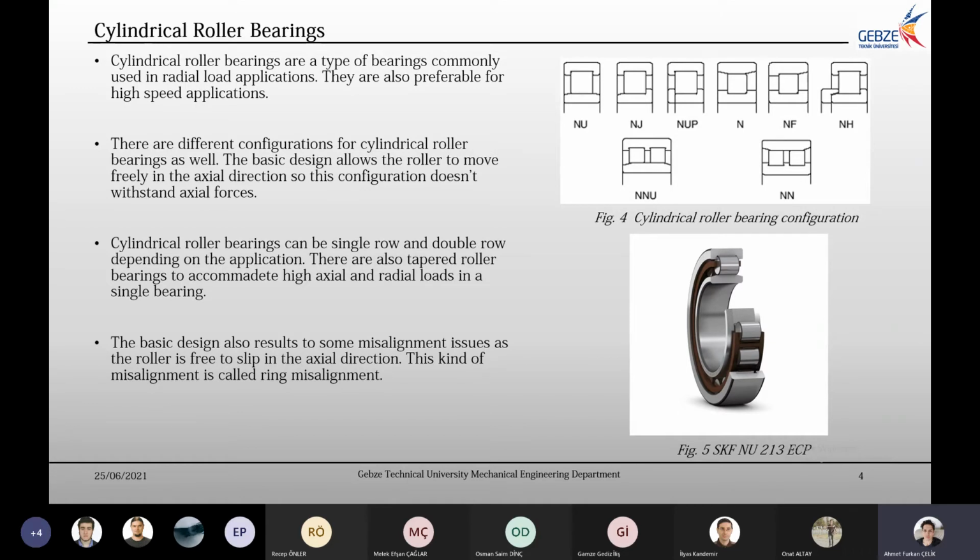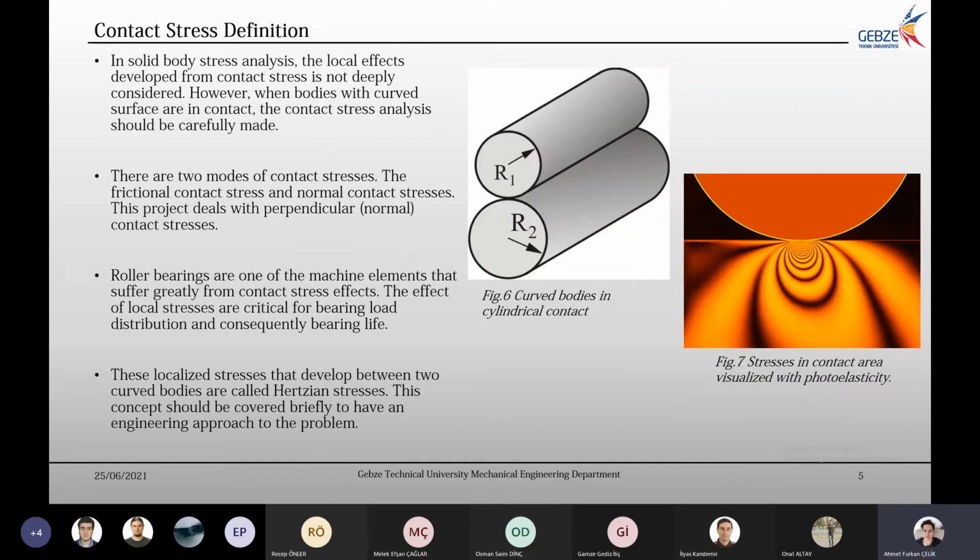And NU type bearings are open to misalignment because they don't support axial load. And when some difference from geometry happens, or when a radial load is applied in an interesting way, there might be a misalignment, and we should be calculating those.